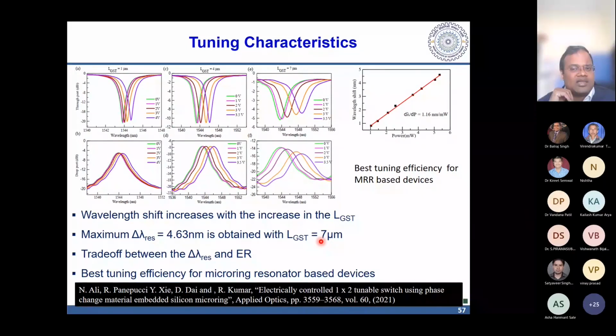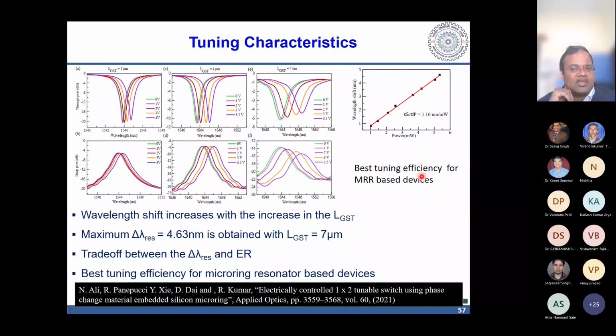The good thing that we found with our devices, in fact the best thing, is that the tuning efficiency is best among the reported devices so far. Any micro ring based device is not as efficient as ours for tuning purposes. This is 1.16 nanometer per milliwatt. This is an impressive figure.